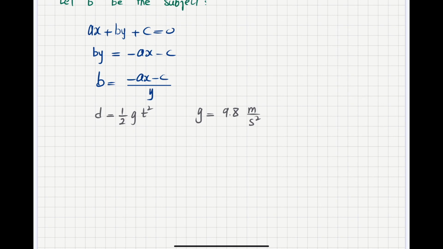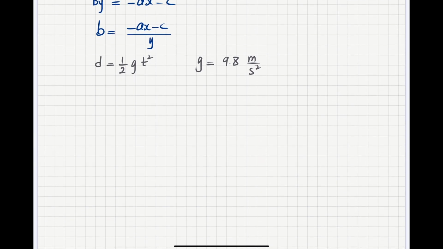So how should I find this? I have to make T alone. So what should I do? Move 1 over 2g to the left. No, there is no moving. Be careful, this is where students sometimes make mistakes. There is no moving here. That's multiplication. I cannot move. I have to divide, if that is the meaning of moving.